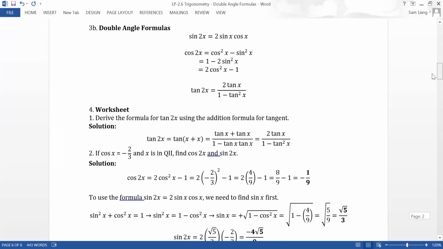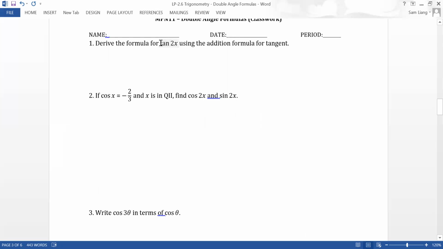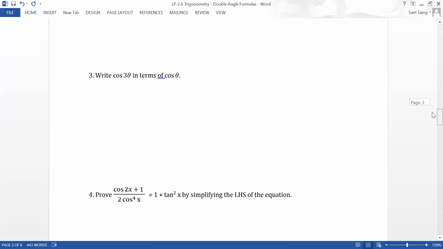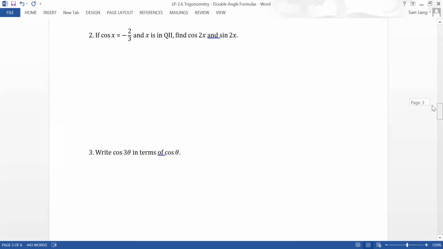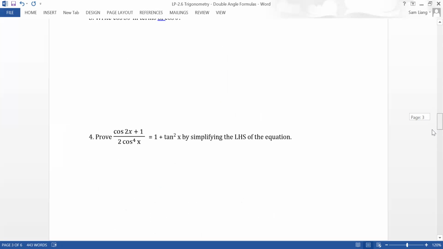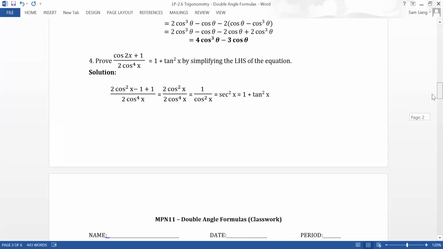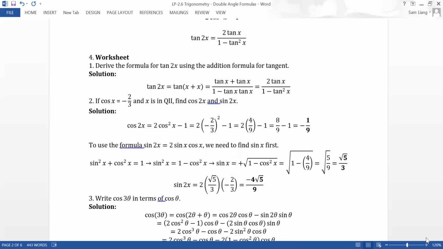Actually, let me show you the worksheet first. So first problem, as I said, is we're going to derive the formula for tan 2x. And then the other 3 questions are just applications, or not applications per se, because it's not like a physical example like physics or chemistry, but we're going to be using the double angle formulas in the other 3 questions. Those are the questions. Let's solve them. Question number 1. Let me zoom in just a bit.